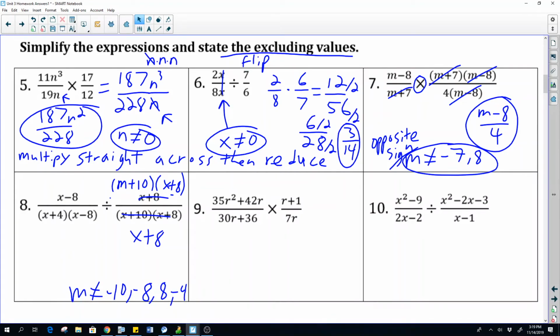Cool. Okay, so now we can cancel stuff out because this becomes multiplication now. Big dot. So the x plus 8s can cancel vertically as well as diagonally. Cool. So we're just left with m plus 10 over m plus x. What the devil? Why am I using m's? Those are all x's.